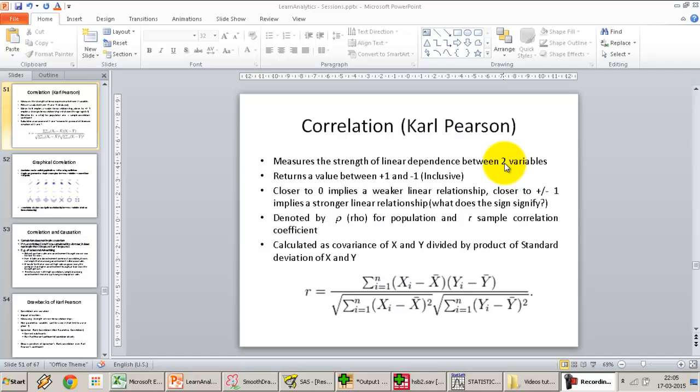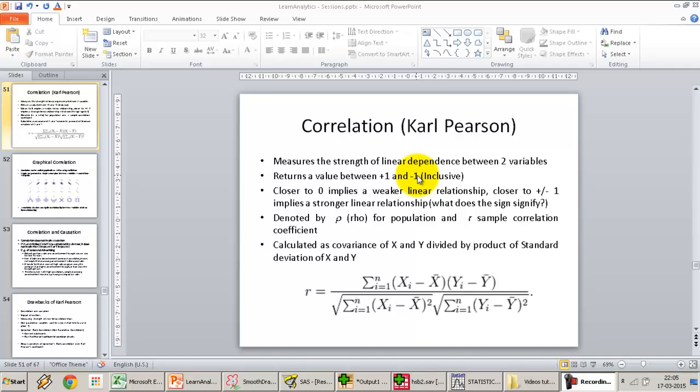So it measures the strength of linear dependence between two variables, and it returns a numeric value. This is not the p-value, and it is not a hypothesis test which returns a probability value. It returns the correlation coefficient value, which ranges from +1 to -1 inclusive. That means the correlation at a maximum can be +1. The minimum is around 0, and then we have the negative correlation.